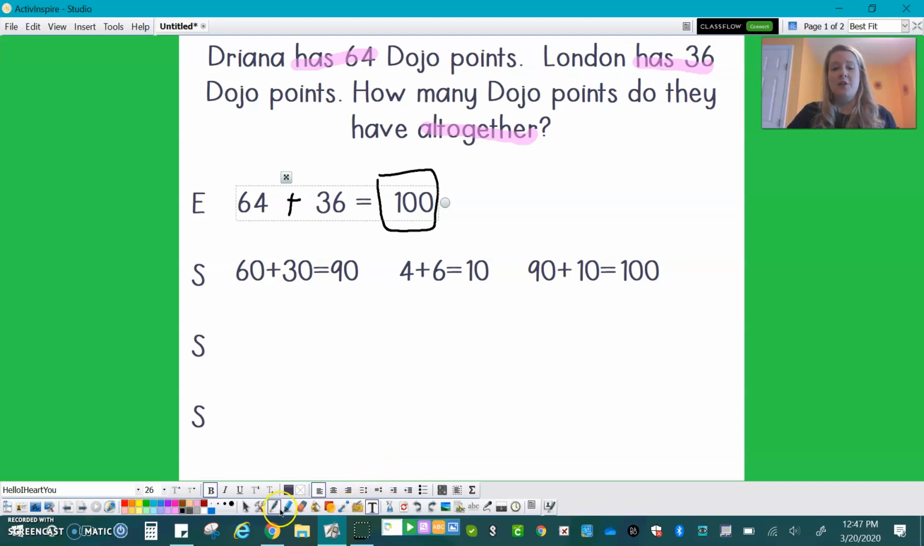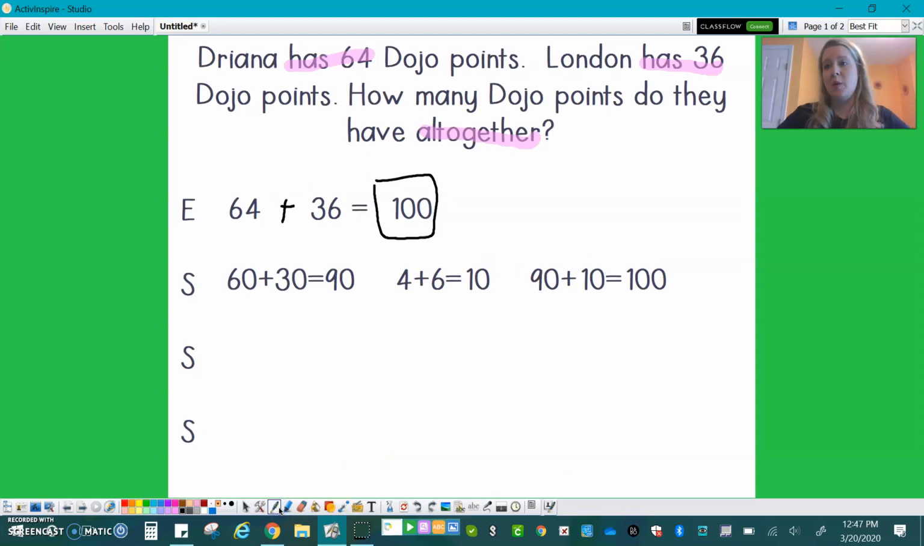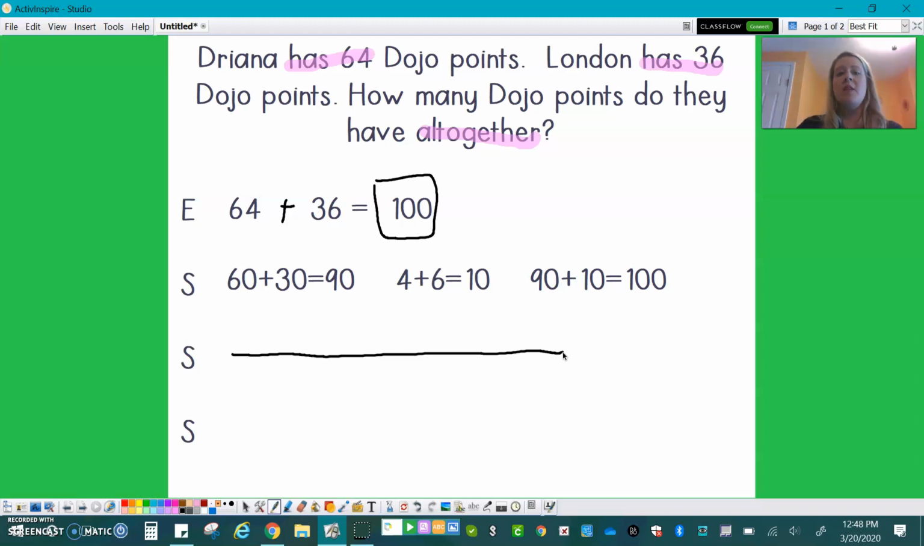So I'm going to do the second strategy. So the second strategy is the keeping one number whole strategy, and it's one of my favorite strategies. And for this one, we use the open number line. So I'm going to draw my number line. And it's called an open number line because I don't have to start at 0 or 1. I can start at any point I need to. So for my open number line, and when I like to keep numbers whole, I always start with the biggest number. And the biggest number up here is my 64. So I'm going to put 64. And since I'm adding, I'm going to start on the left side of my number line.